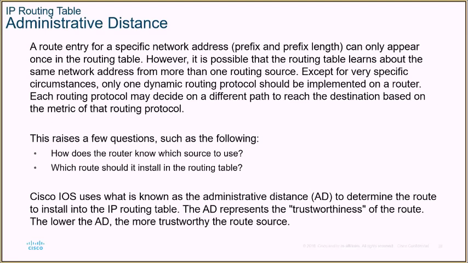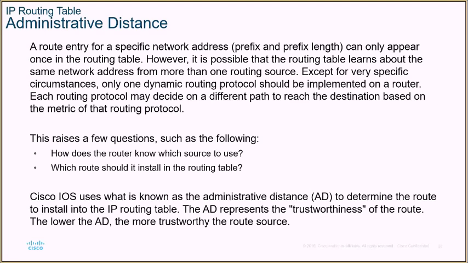So, of course, this raises questions and problems. How does the router know which source to use? Which route should it install on the routing table? And so basically, comparing a route from RIP to a route from OSPF, you can't actually compare them directly because RIP uses one metric, OSPF uses a completely different metric. So you just can't compare metrics. They don't really compare. And so that's how you need to compare the protocols themselves.